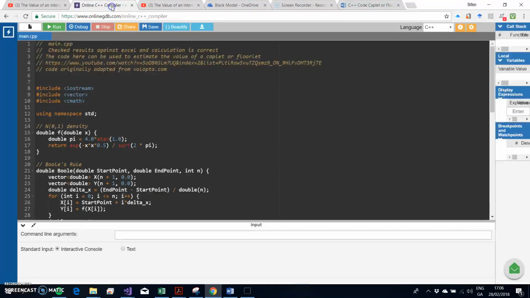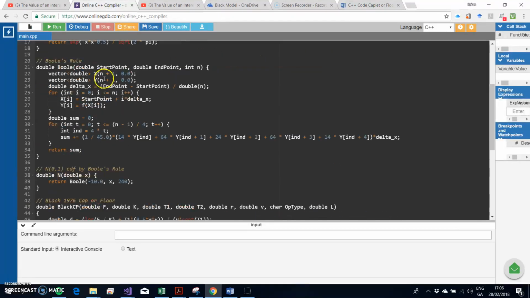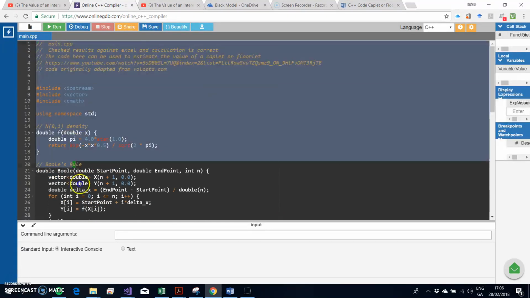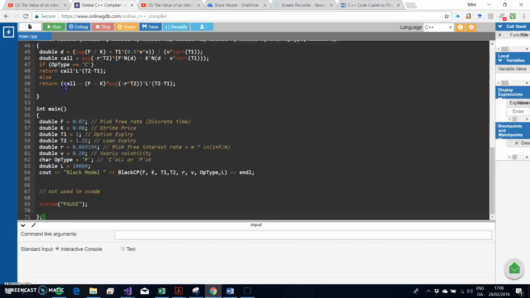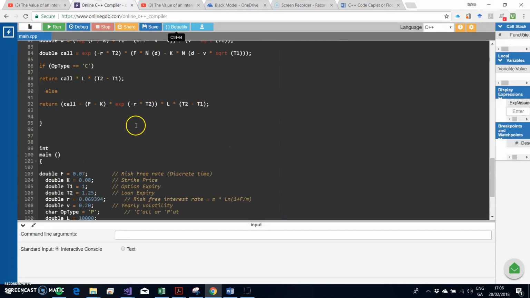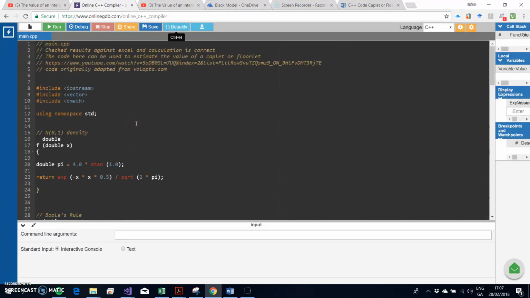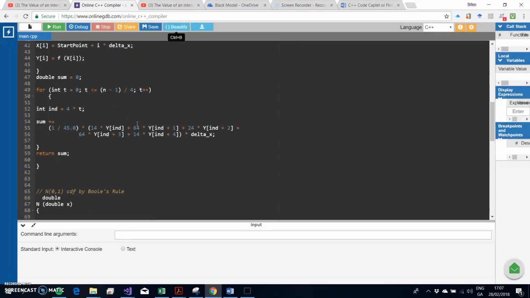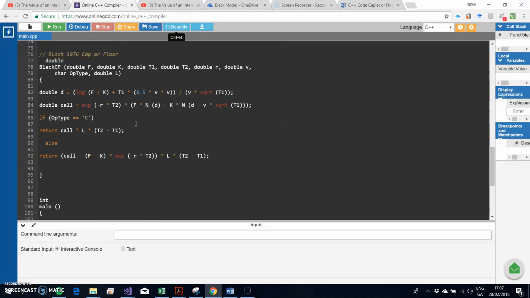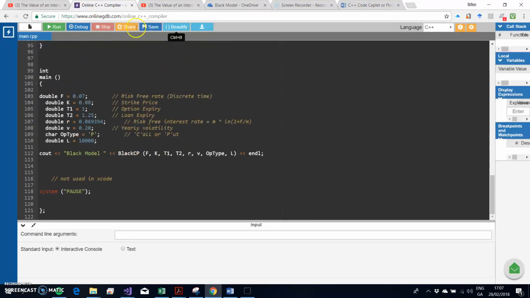Okay, so we go into the compiler, and I'll just delete what I have here and paste from the Word document directly back in. We can beautify, so there's some indentation that may be useful, and okay, we can run our code and see what the output is.